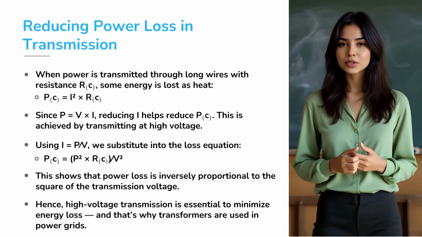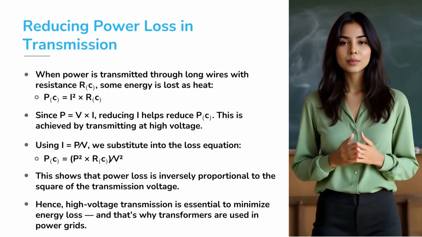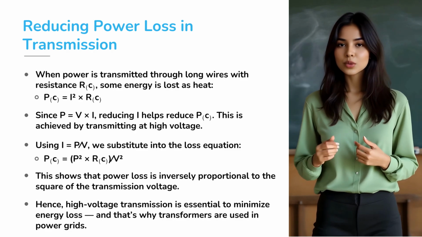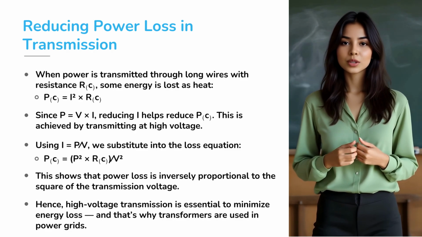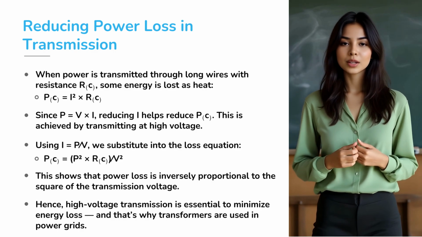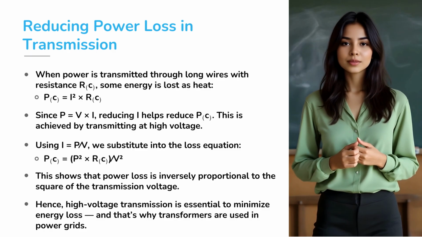This tells us something powerful, literally. Power loss is inversely proportional to the square of voltage. That's why power is transmitted at very high voltages to keep current low and thus reduce energy loss. And yes, that's also why those giant pylons carry lines labeled danger 11,000 volts.